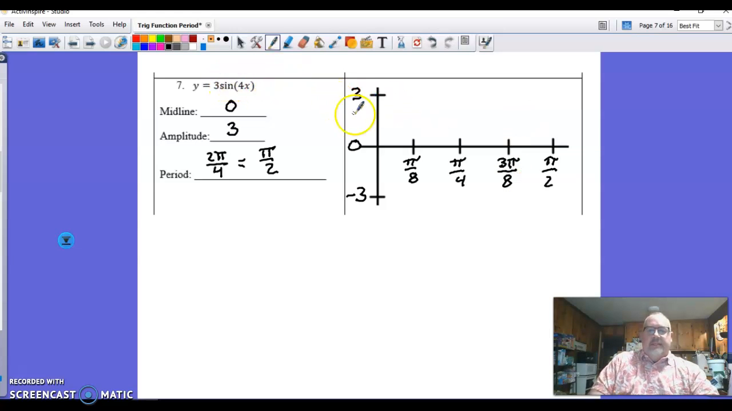Check what it is. It's sine, positive sine, so it's going to start in the middle. Go to the maximum 3, back to the midline, minimum of -3, back to the midline. There you go.